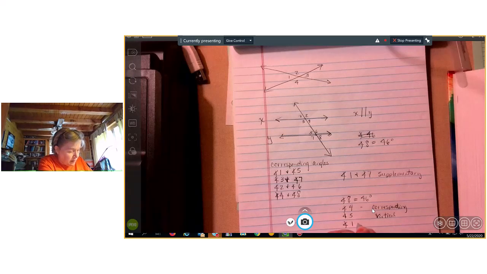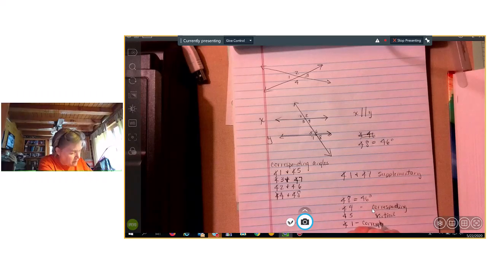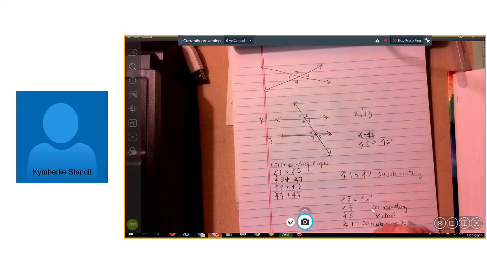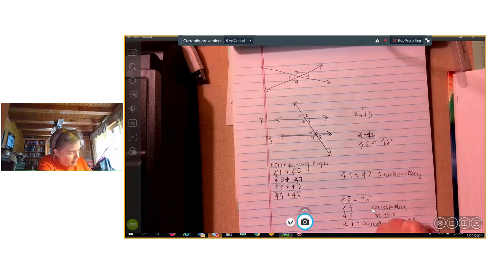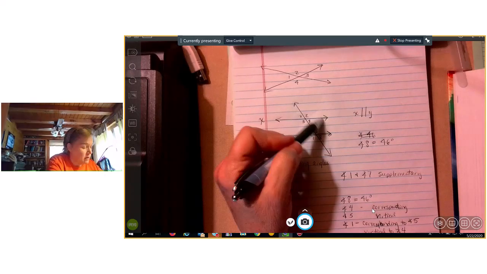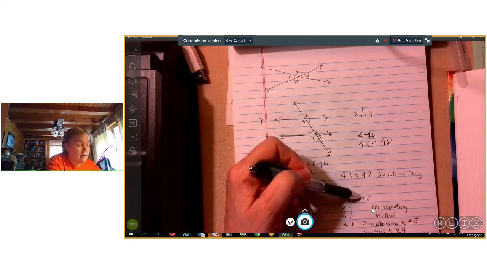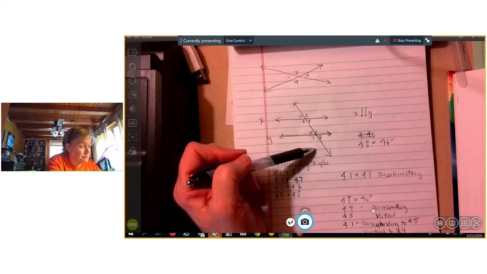Because it's corresponding to angle 5, and angle 1 is vertical to angle 4. So we have all of these relationships going on here. So now I've got 4 angles that are 46 degrees. Now I've just got to find out the other 4.